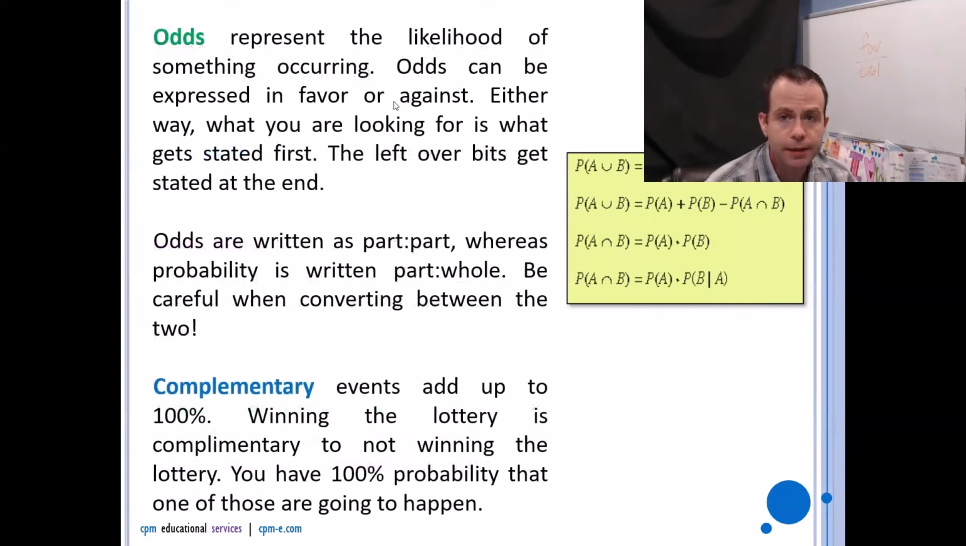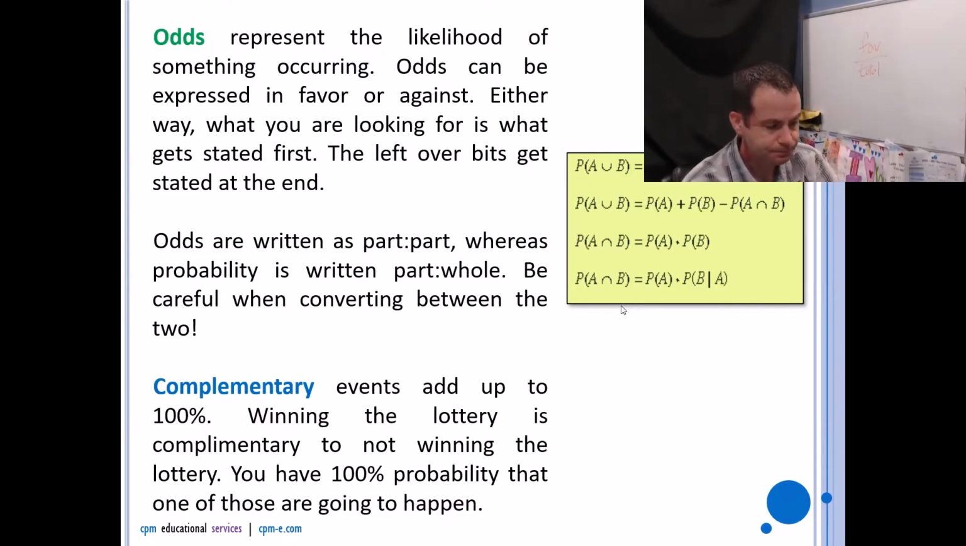Okay, odds. Odds are new to grade 12. Odds represent the likelihood of something occurring. Odds can be expressed in favor or against. Either way, what you're looking for is what gets stated first, okay? The leftover bits get stated at the end. Odds are written as part over part, whereas probability is written as part over whole. That's the big difference between odds and probability that you have to be careful with, because they will ask you to convert between the two, okay?